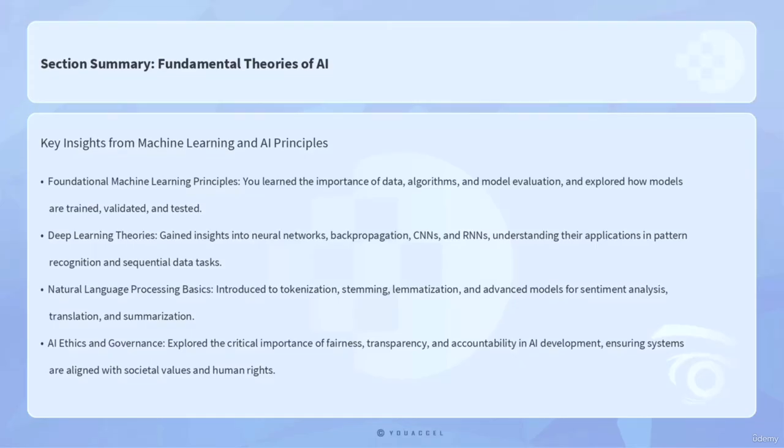In this section, you learn the foundational principles of machine learning, including the importance of data, algorithms, and model evaluation. You explored how models are trained, validated, and tested, and the significance of bias-variance trade-off in achieving optimal performance.